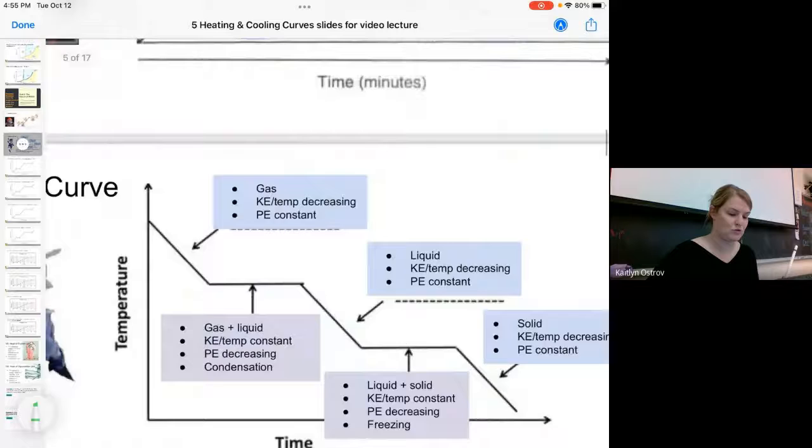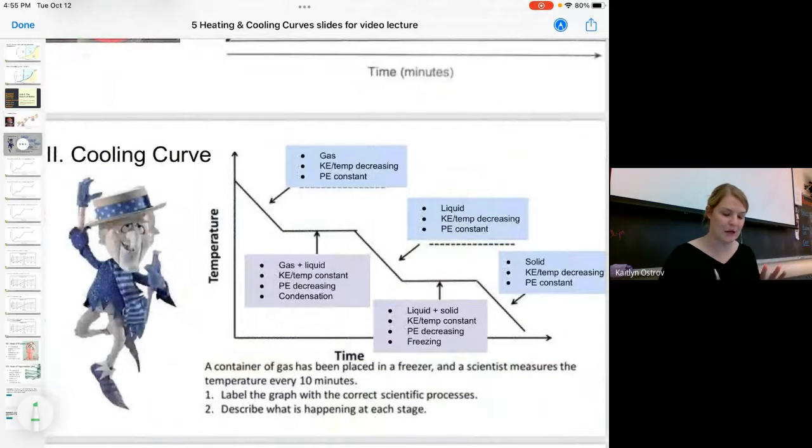All right, so next, this is a cooling curve. This is just the opposite, but basically the same stuff. Instead of the energy increasing because it's getting warmer, it is just decreasing now. And so we also have different names for our phase changes. So condensation would be here and freezing would be at this plateau.